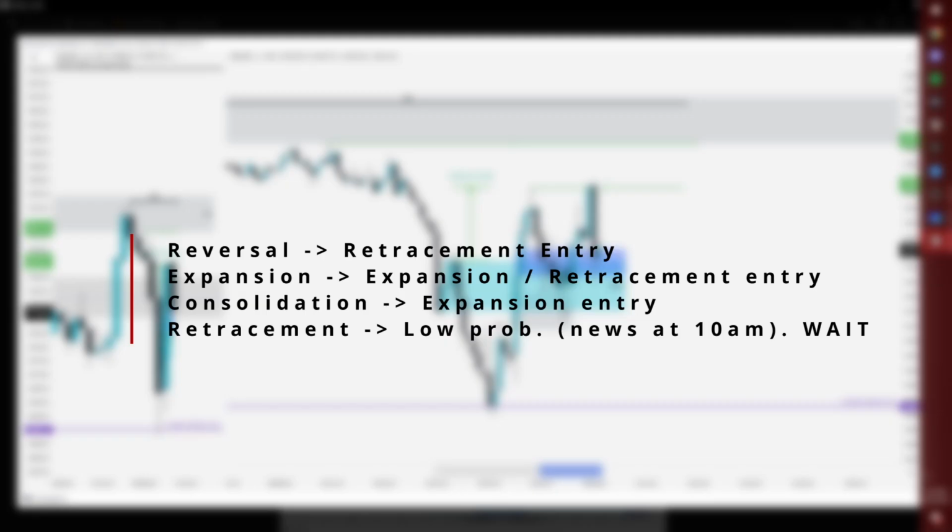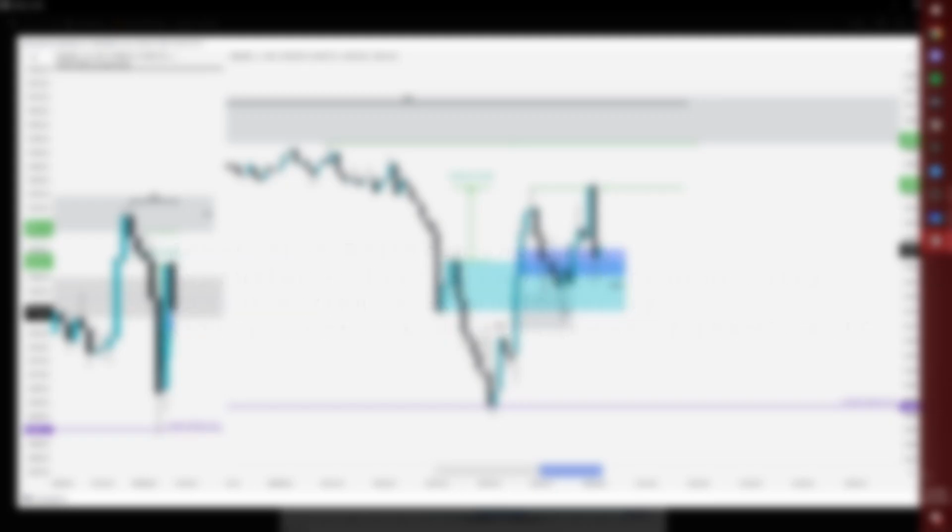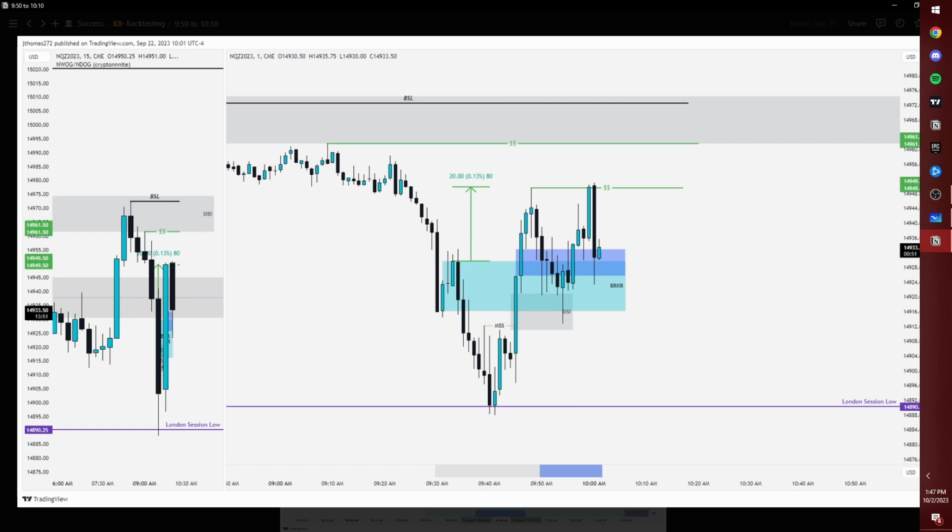Now, retracement prior to the 9:50 macro typically means there's news at 10 a.m. So that's where you'll have a rough, choppy, low probability 9:50 macro. And typically if you have a retracement during that time window, and that's the stage of delivery we're in, you'll see a 10:30 sweet spot that occurs.